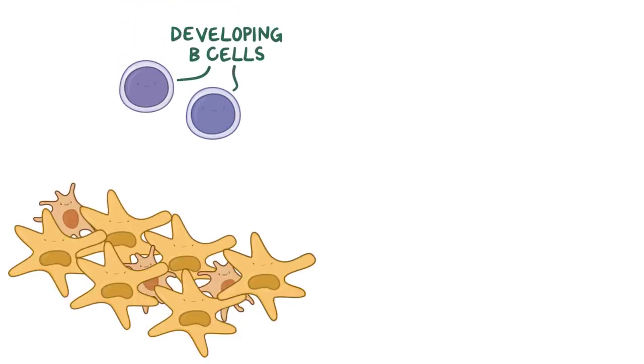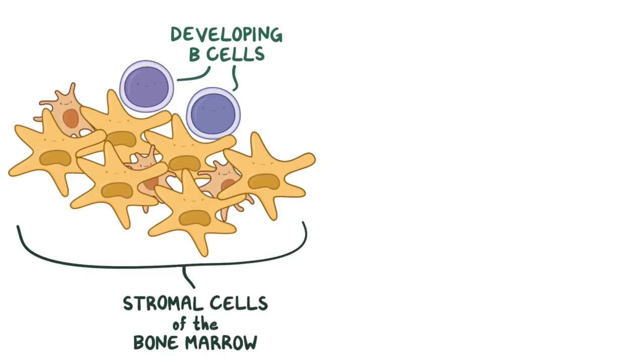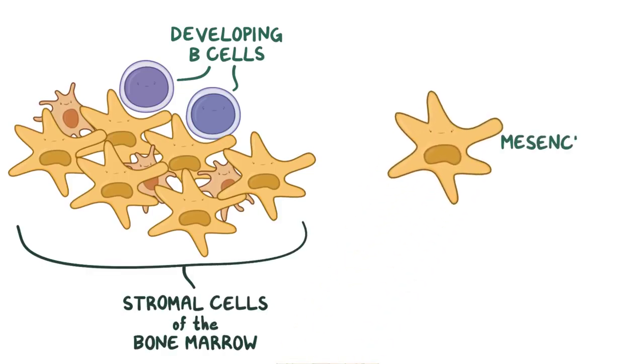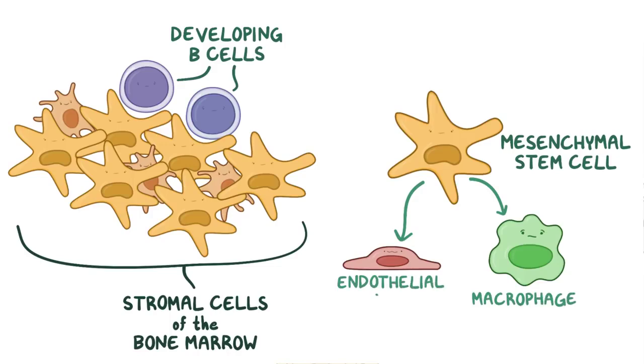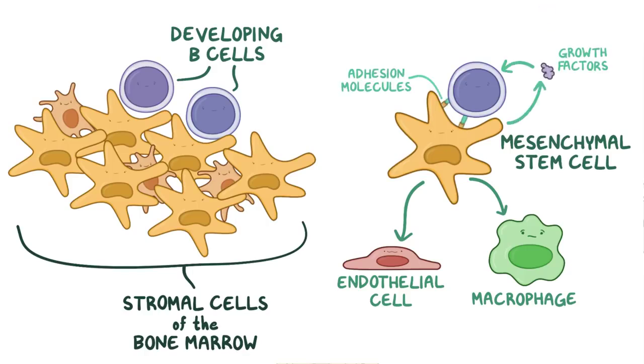Throughout B cell development, the developing cells are interacting closely with the stromal cells of the bone marrow, which are largely composed of mesenchymal stem cells. Mesenchymal stem cells are multipotent and can differentiate into various cells, including macrophages and endothelial cells. Mesenchymal cells provide B cells with adhesion molecules they can use to attach, as well as important growth factors like interleukin 7, which they can use to grow and proliferate.